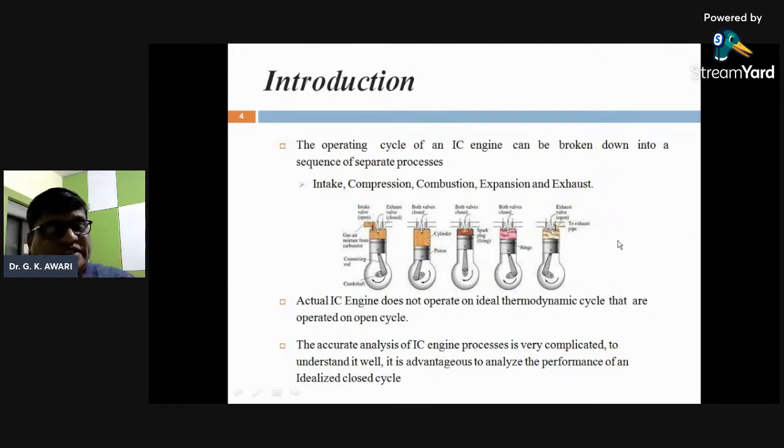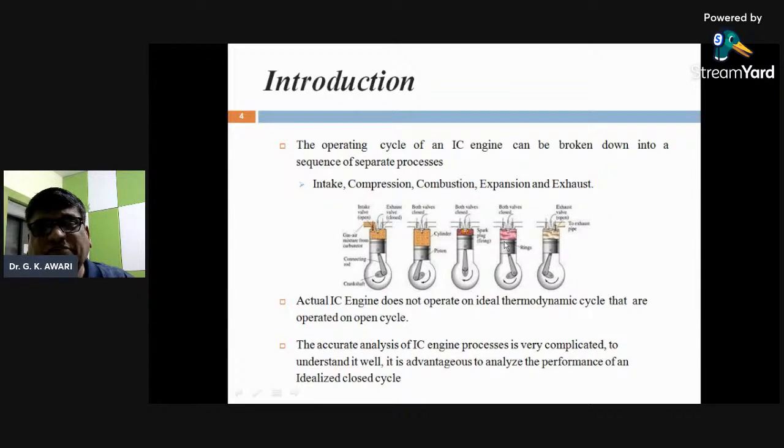So in a nutshell, we can say that the cycles or processes taking place inside the IC engine are nothing but the intake of the gas-air mixture from the carburetor, which is supplied by the carburetor in the SI engine. Then it is compressed in the cylinder with the help of the reciprocating piston and cylinder arrangement. Then both the valves are in closed condition, and a spark is produced at the end of this compression stroke, and further ignition of the fuel takes place inside the cylinder.